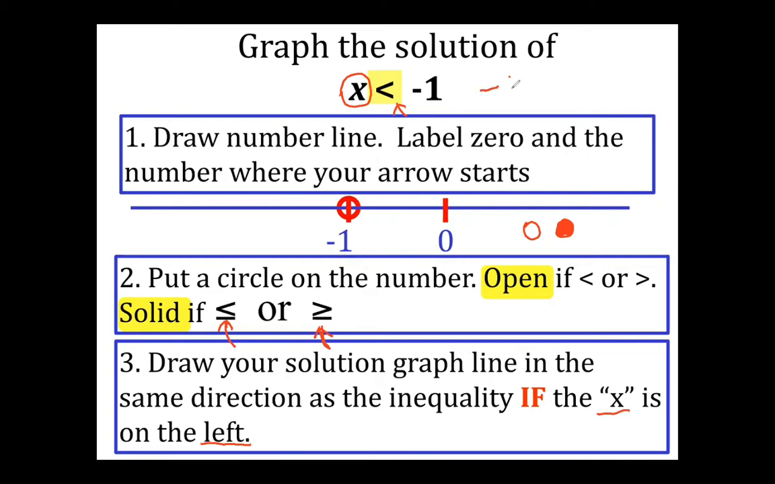However, if it were -1 is less than x, you wouldn't be able to draw your graph line in the same direction. You will have to flip this. You can see here that the open area is pointing towards x. So if you were to rewrite this with the variable on the left side, it would be x is greater than -1.